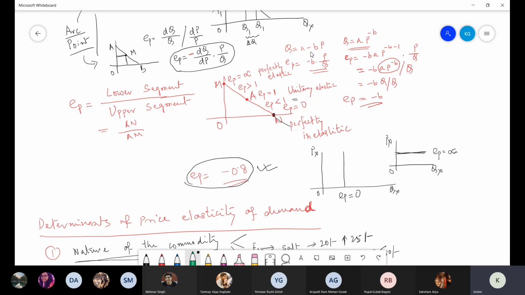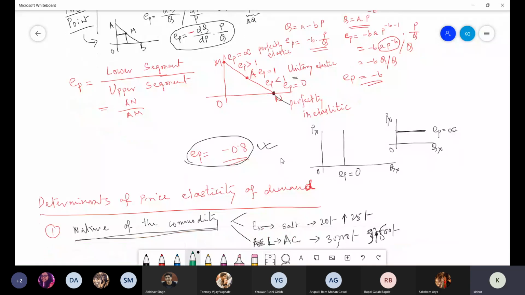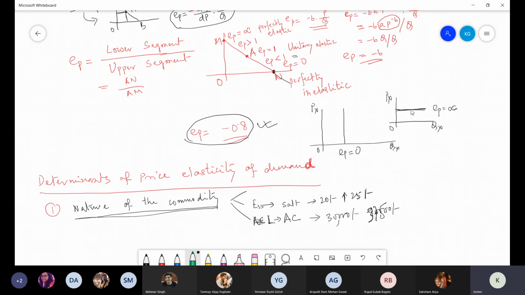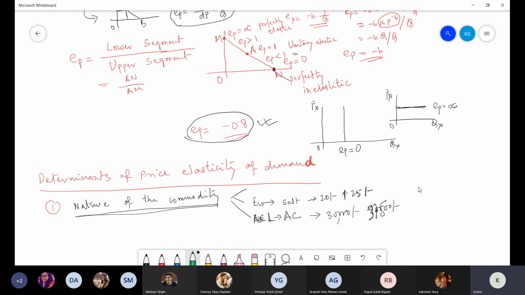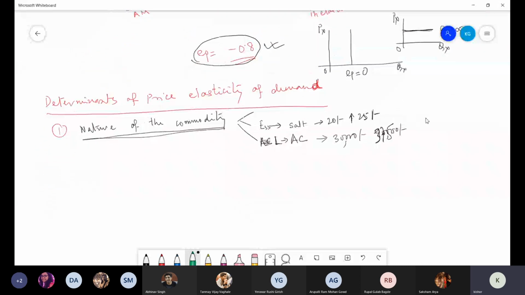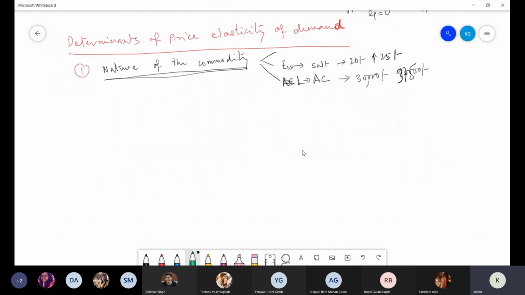We discussed linear demand function as well as non-linear demand function, like power function. For a linear demand function, elasticity will be minus B into P/Q. In case of power function, it will be minus B. Along with that, for a horizontal demand curve, elasticity will be infinity. For a perpendicular demand curve, elasticity will be 0. Then we moved on to discuss determinants of price elasticity of demand, the factors which influence your elasticity of demand. Ultimately, it decides whether a particular product will be highly elastic or less elastic.